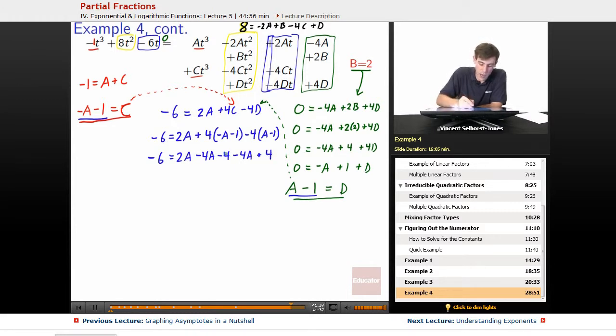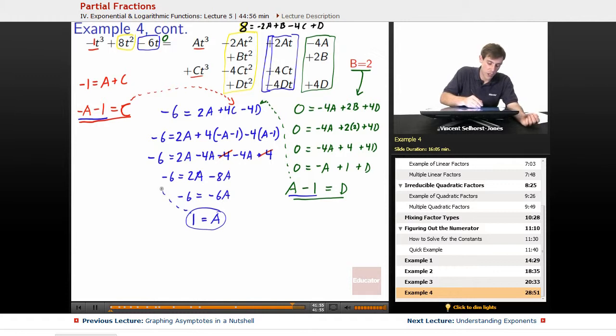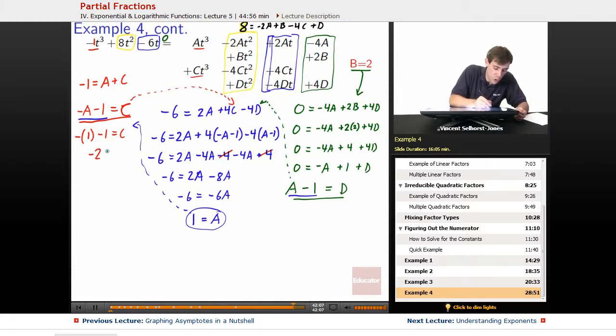So at this point, we see we've got negative 4 and plus 4, so those cancel each other out. We've got negative 6 equals 2a minus 8a, negative 6 equals negative 6a, and thus 1, divide both sides by negative 6, equals a. With 1 equals a in place, we can now easily go back and figure out everything else. So we've got negative a minus 1, so negative, plug in our knowing that it's 1, minus 1 equals c. So we've got negative 2 equals c. Great.